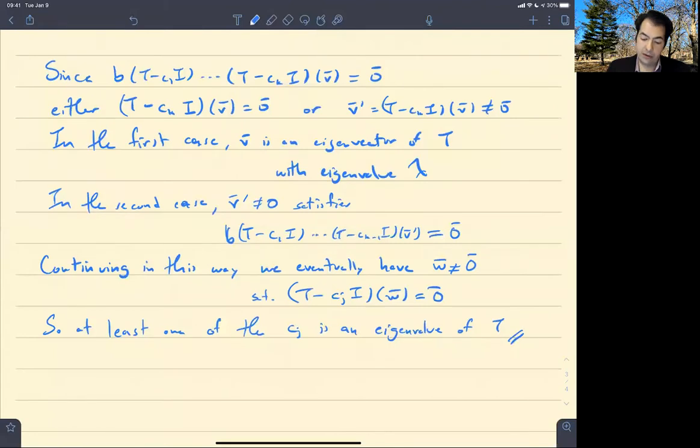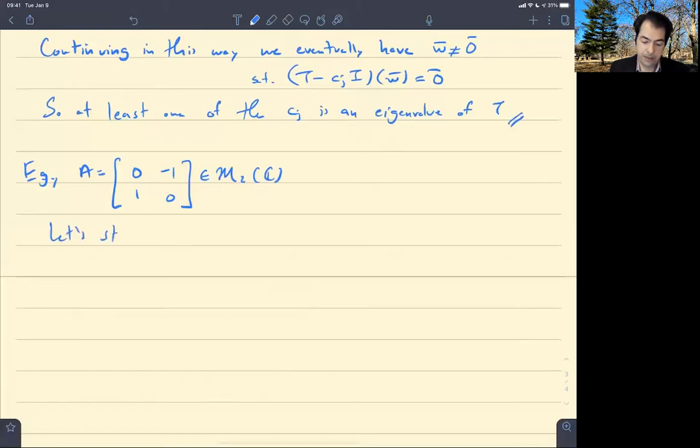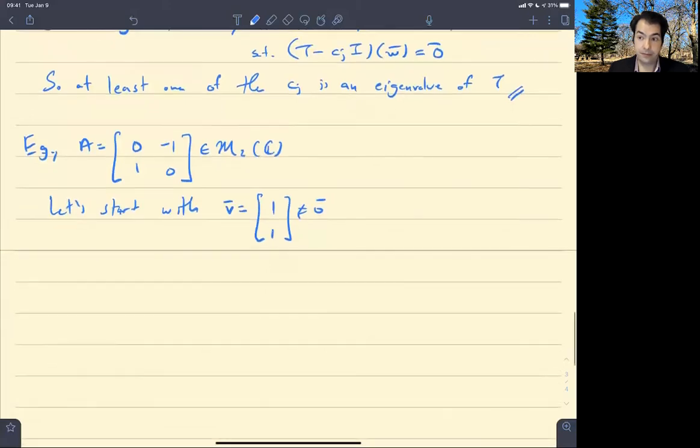Okay, so if we go back to our example, let's take the same matrix, but now let's think of it as a 2 by 2 matrix with complex coefficients. So we're looking for complex eigenvalues. Let's do the algorithm from the proof. The algorithm from the proof said start with any non-zero vector. So let's start with, say, (1, 1). This is a non-zero vector.